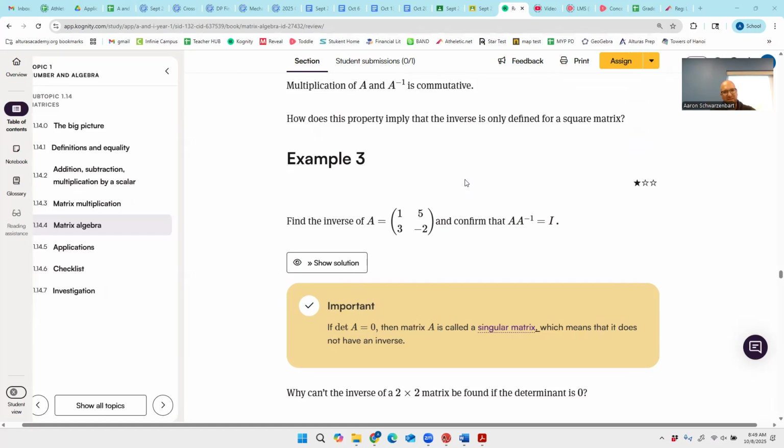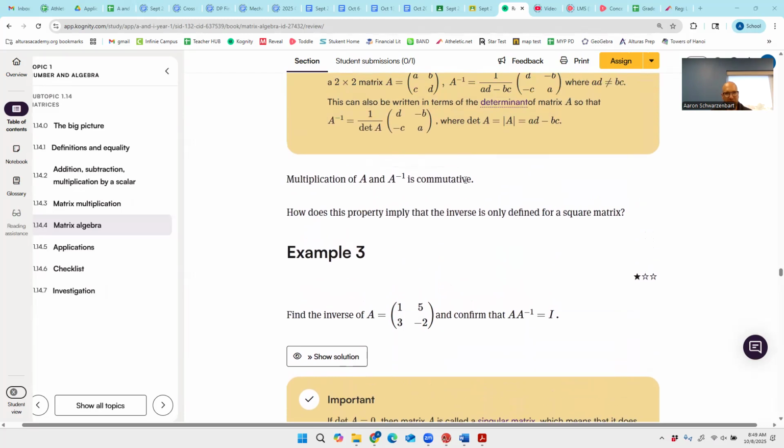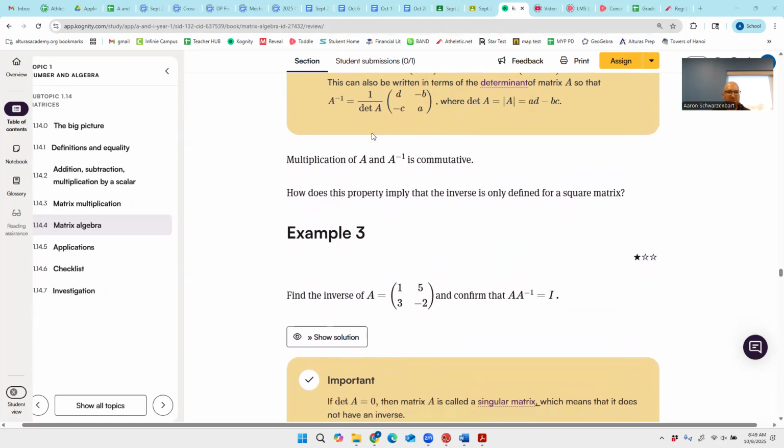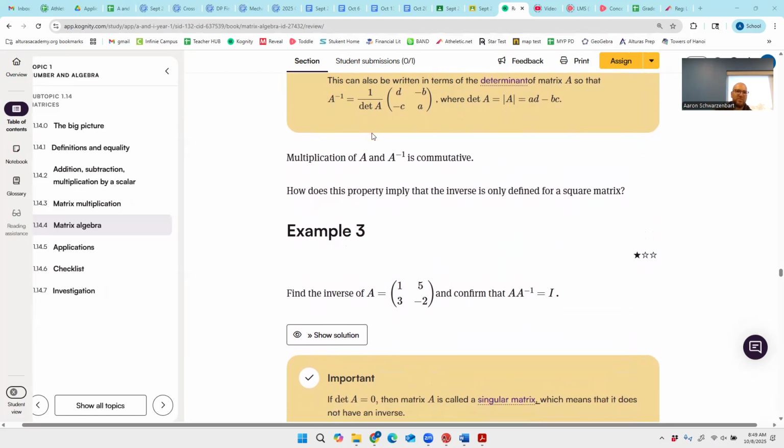This term is also important. Your calculator will show it: singular matrix. That means the determinant is 0, and you'd have 1 over 0, meaning you don't have an inverse. When you're doing the inverse, you have 1 over determinant. So if the determinant is 0, you don't have an inverse, and that's called a singular matrix. Your calculator will show you that sometimes.